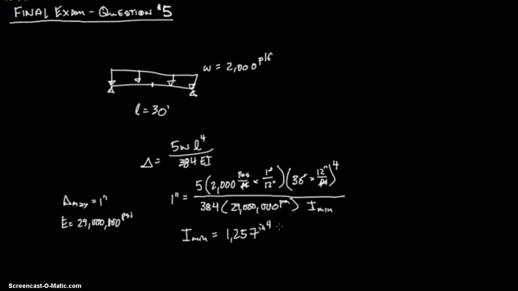And let's look at the answers. D, 1,257. That's exactly what we have. 1,257. That is our answer. So for 5, the answer is D.